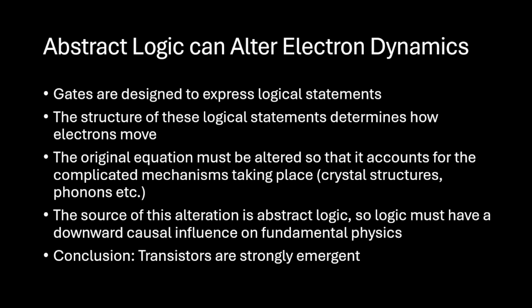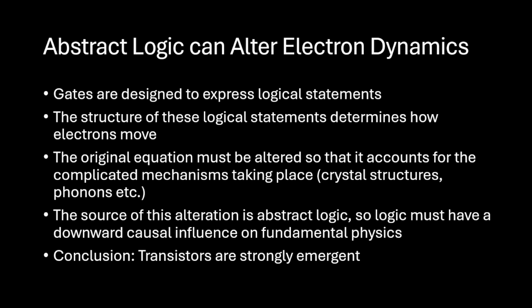And again, the source of this alteration is abstract logic, so the logic must be having a downward causal effect on fundamental physics. We conclude, therefore, that transistors are strongly emergent, that there's no way to predict the behavior of transistors solely from the bottom level. You need to account for what's going on at higher levels, i.e. the crystal structure, i.e. the logic, in order to predict what's going to happen. And if you account for all of that, you can predict what's going to happen. But the lower level itself is insufficient.